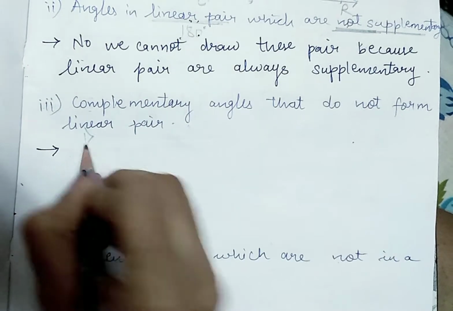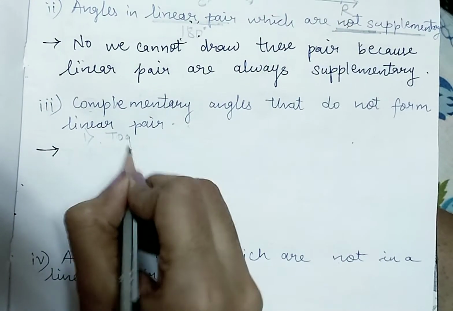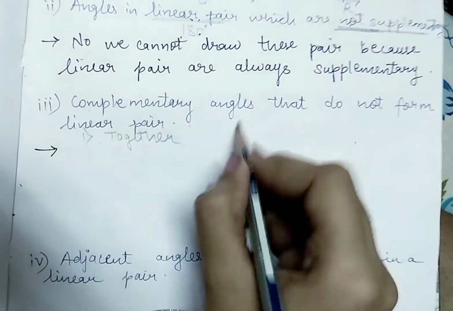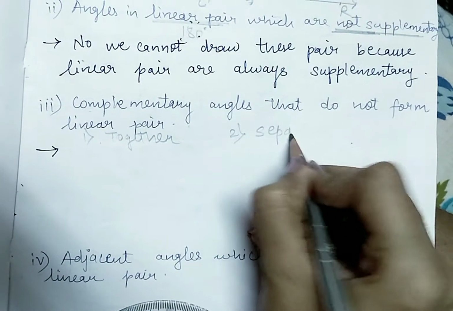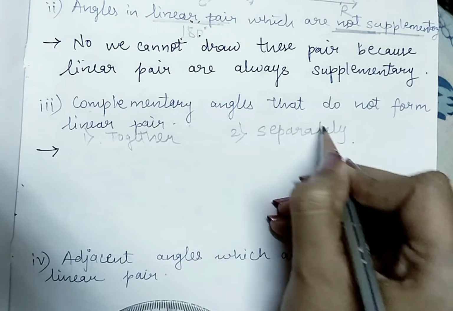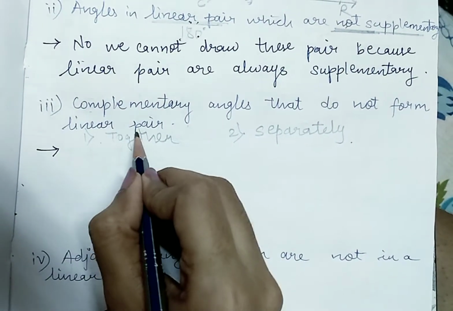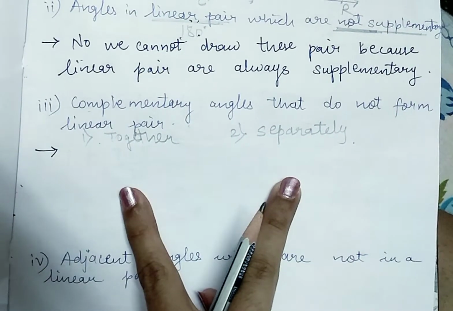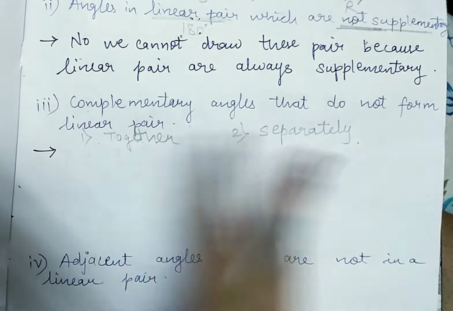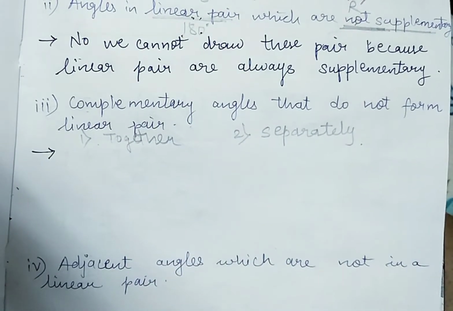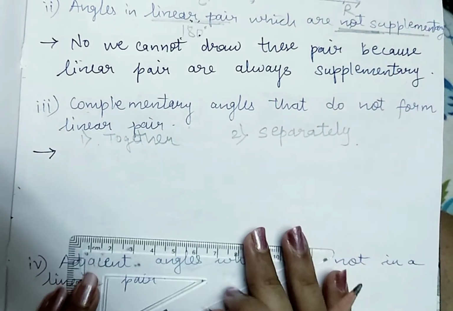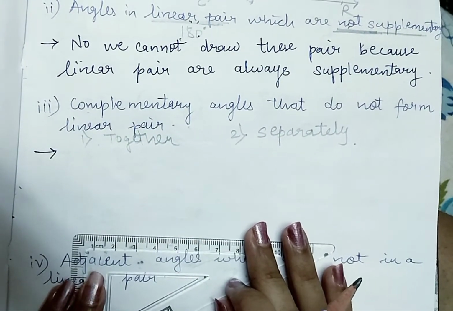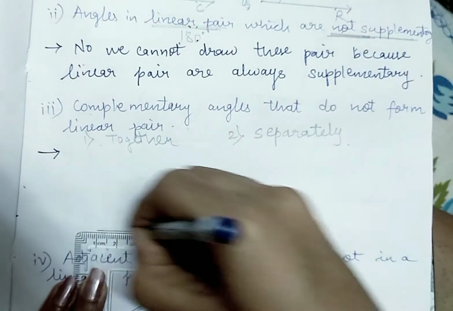First way is we can draw them together, and second way is we can draw them separately, the way we drew in the first sum. Now I will show you both the cases. Out of these two, you have to draw any one. Now together, how will we draw it together? Complementary angles mean which add up to 90 degrees.